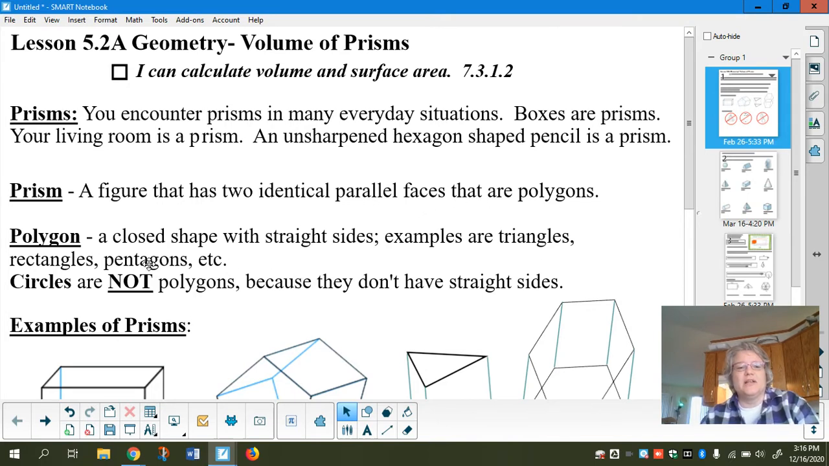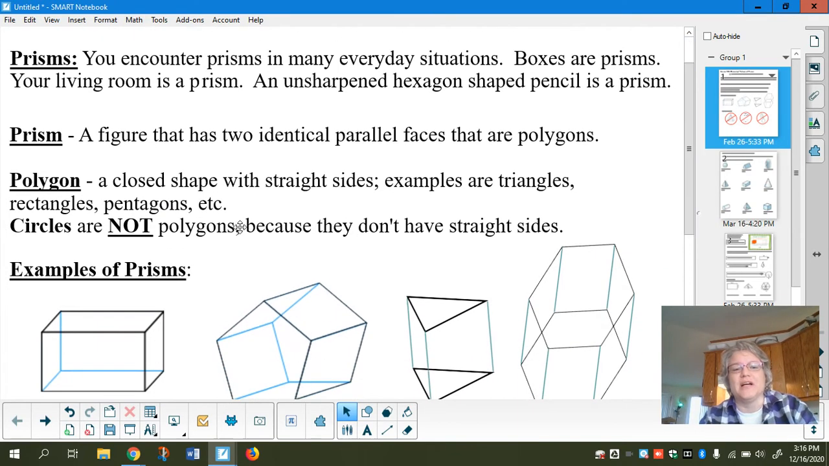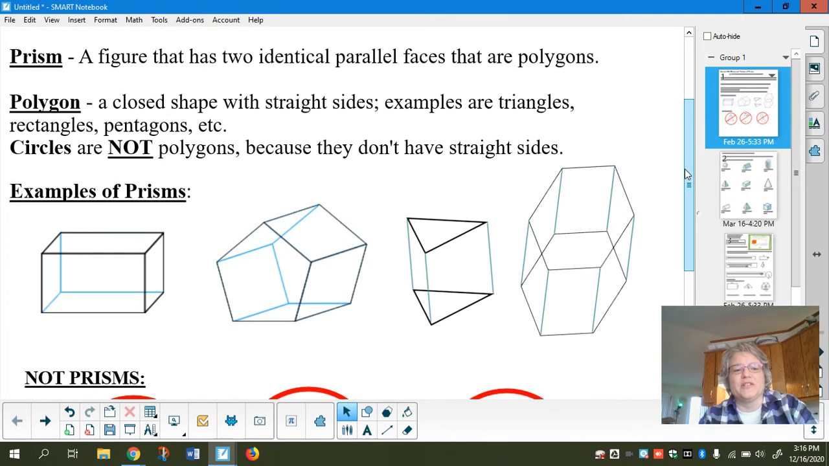In order to be a polygon, it has to be a closed shape with straight sides, so a triangle, a rectangle, a pentagon, a hexagon, etc. That's why in the last section we found the areas and perimeters of triangles and rectangles and squares. Circles are not polygons because they don't have straight sides. So let's look at some examples of prisms.